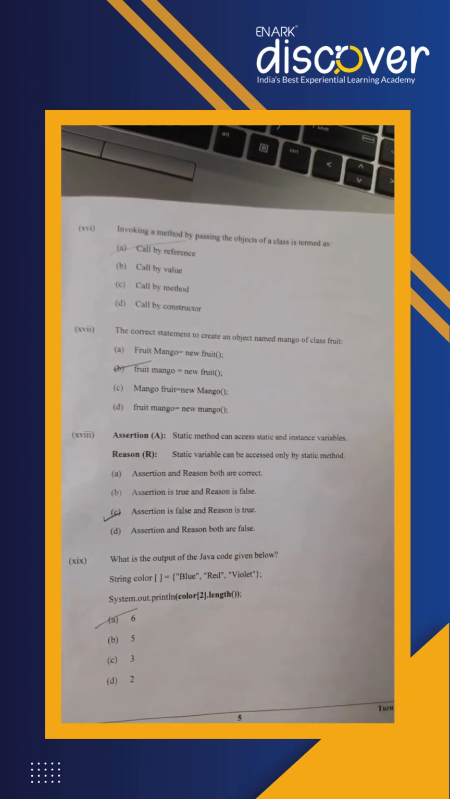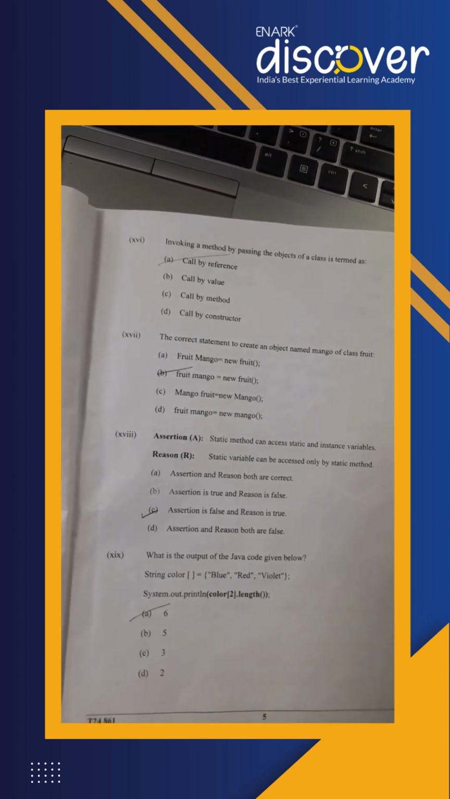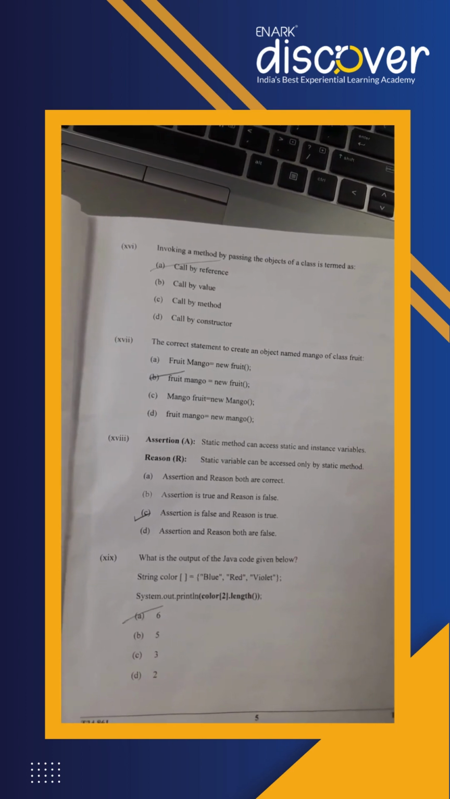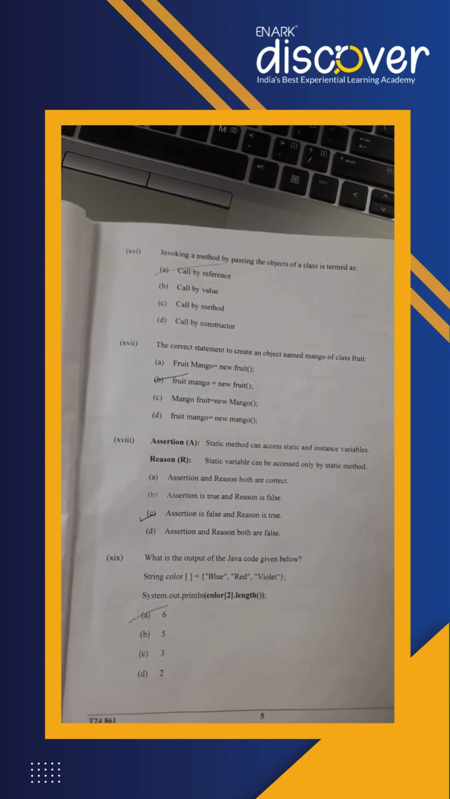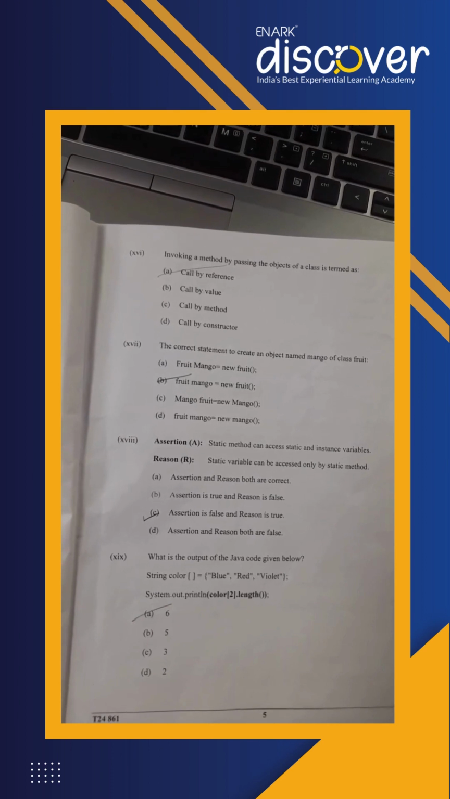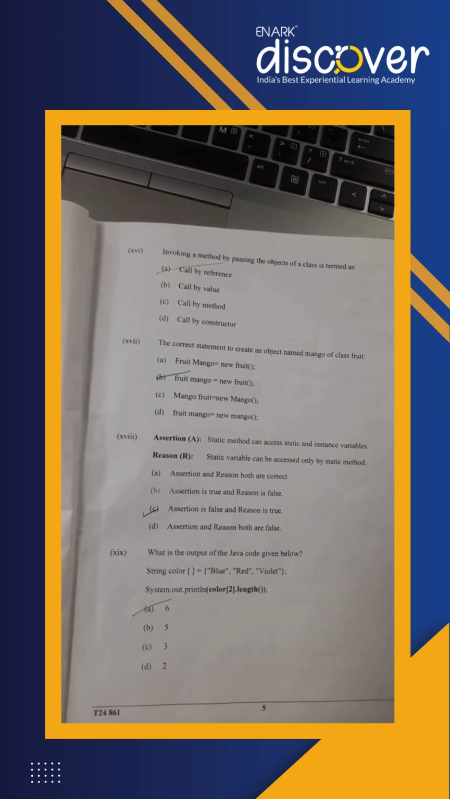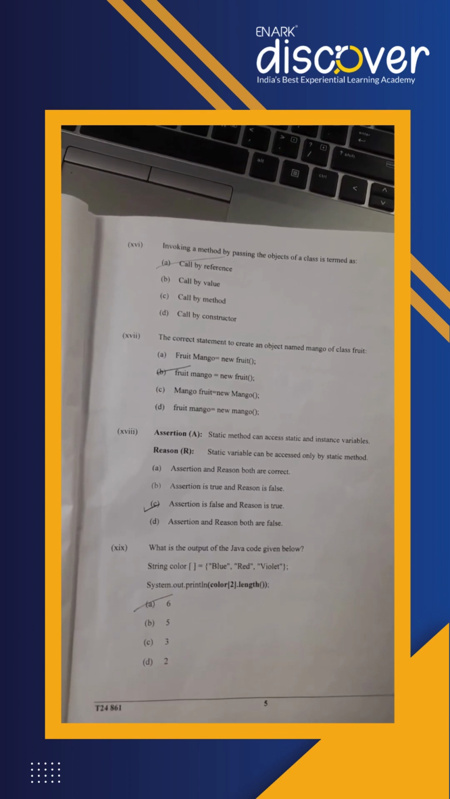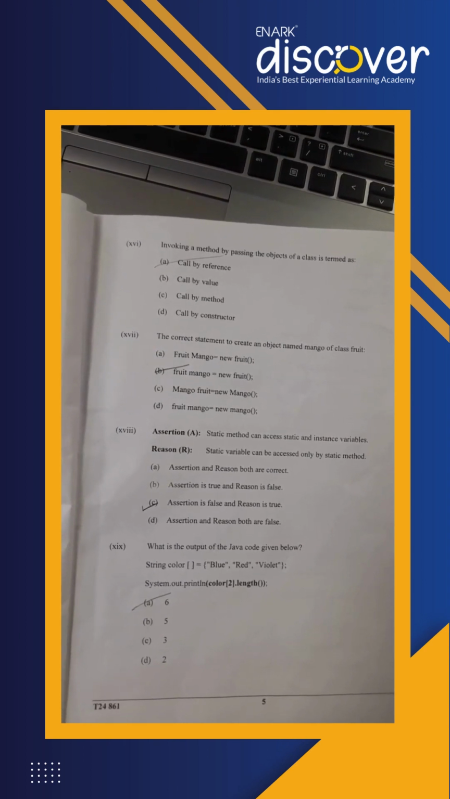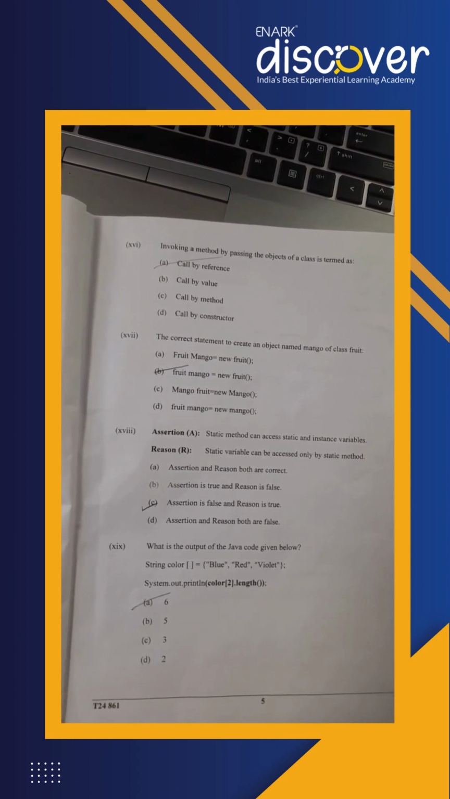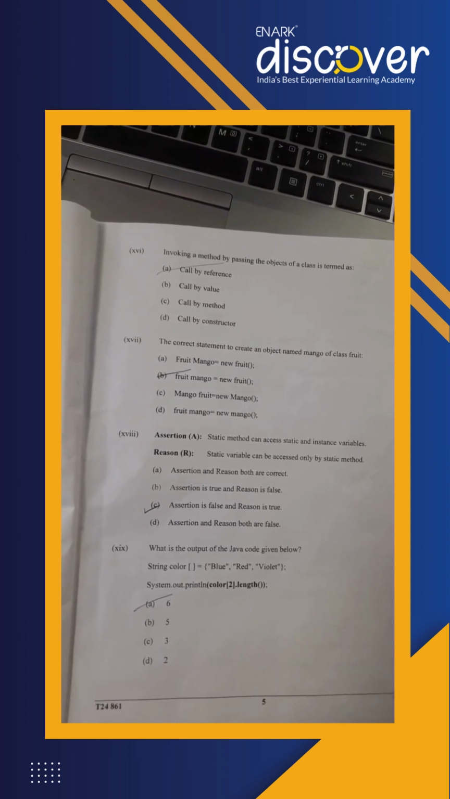Invoking a method by passing the objects of a class is termed as call by reference. The correct statement to create an object named mango of class fruit is option B: Fruit mango = new Fruit. Next question. Assertion says static methods can access static and instance variables. Reason: static variables can be accessed only by static method. Here assertion is false and reason is true.